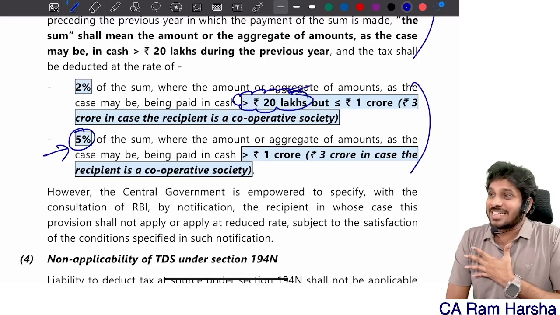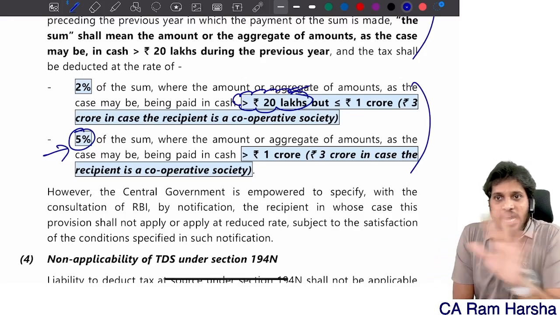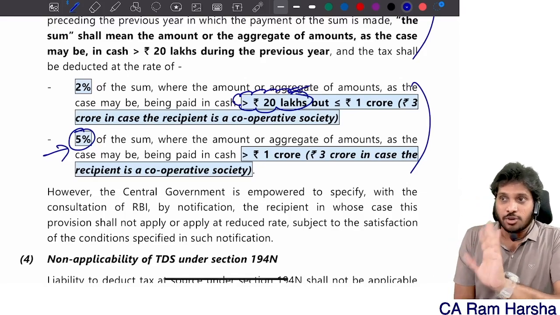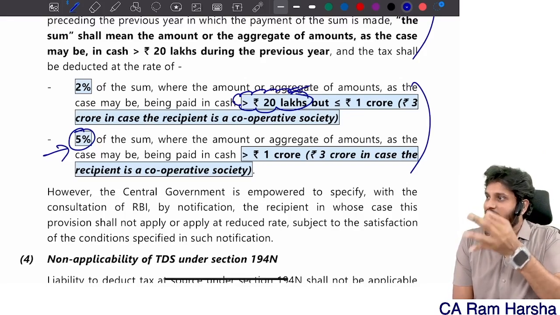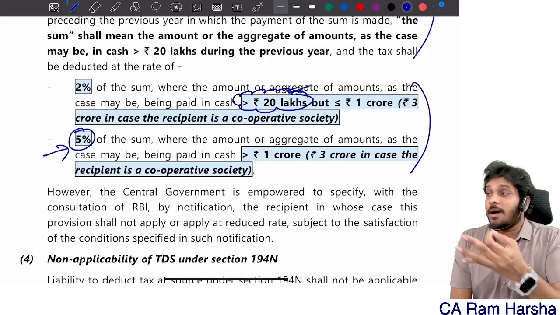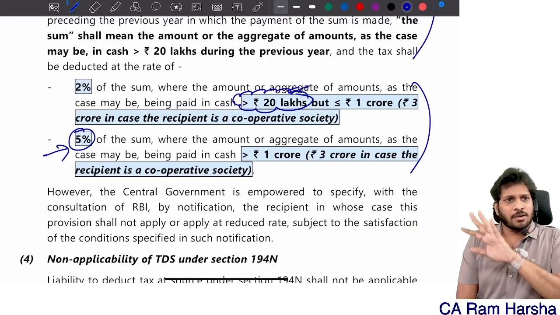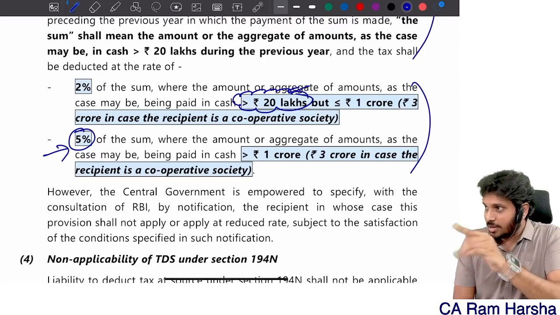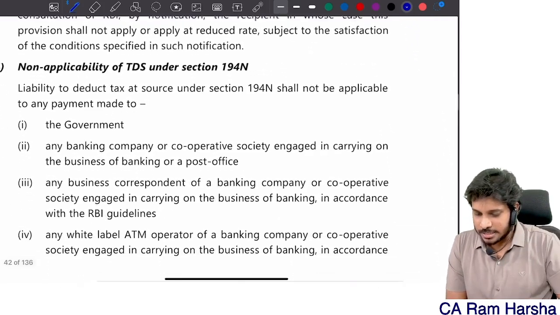But suppose the customer is not a regular filer of IT return. What do you mean by regular filer? In the last 3 years, he didn't file at all. In such a case, up to 1 crore, the bank will not wait. The moment it crosses 20 lakhs, TDS will be deducted at a flat 2%. After 20 lakhs, 2%. Up to what amount? 1 crore. Once it crosses 1 crore, how much? 5%. This 1 crore limit will be substituted with 3 crore if it is a society. That's the only difference. Next.